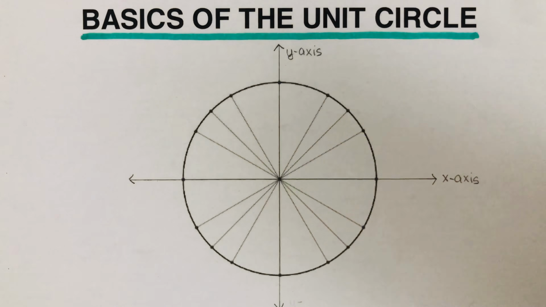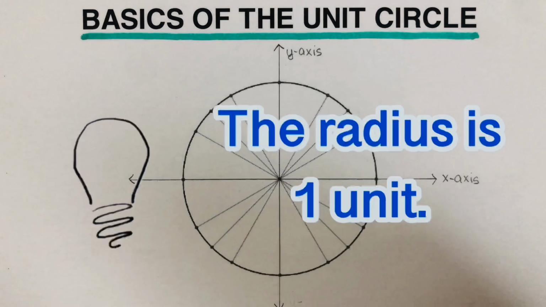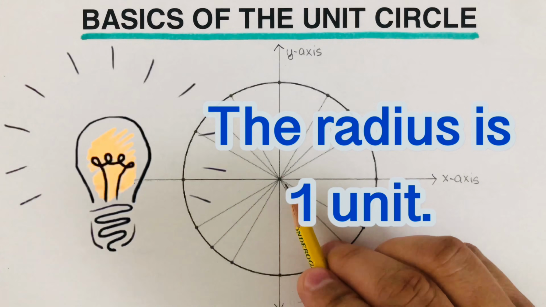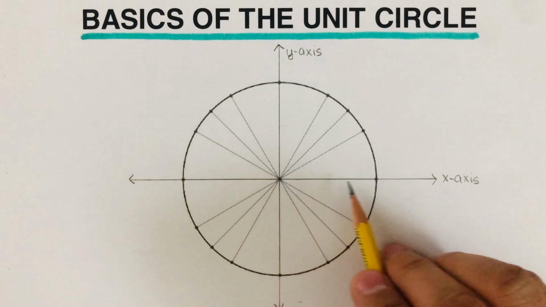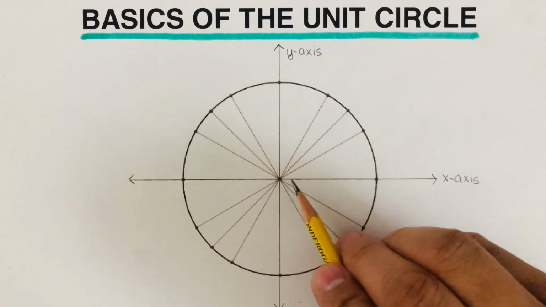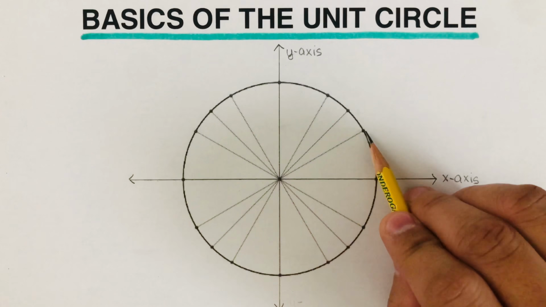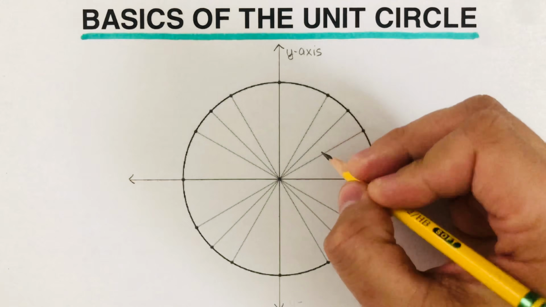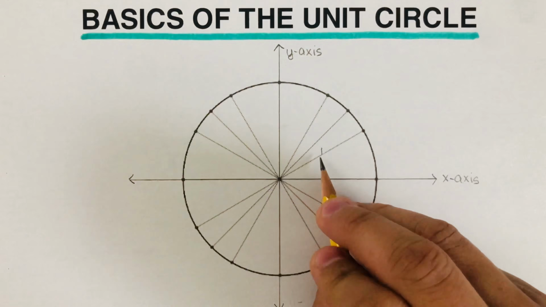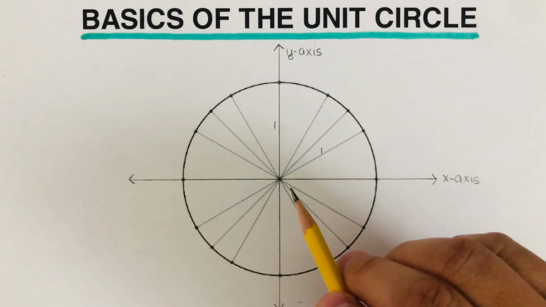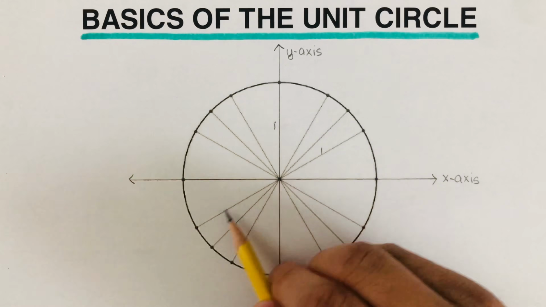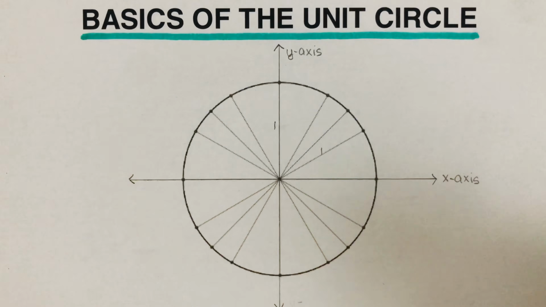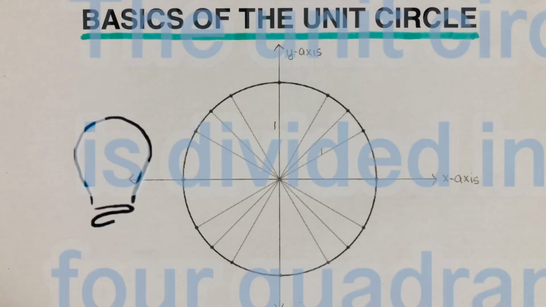Another piece of information that we need to remember about the unit circle is that the radius of the unit circle is 1 unit. Radius is the distance from the center of the circle to the side of the circle. So the distance from here all the way to this point right here is 1 unit. I can label this as 1, and that is true for all the rest of these parts, which means that the lengths of all of these line segments from the center to the circle is 1 unit.